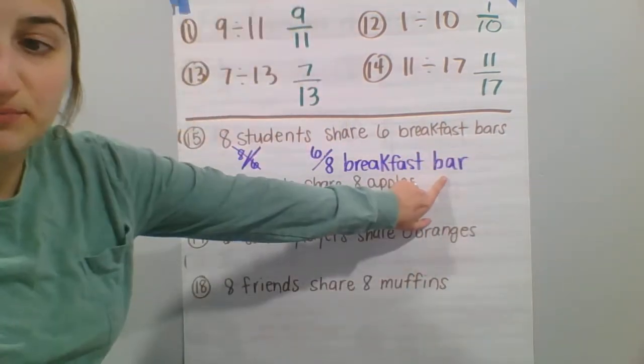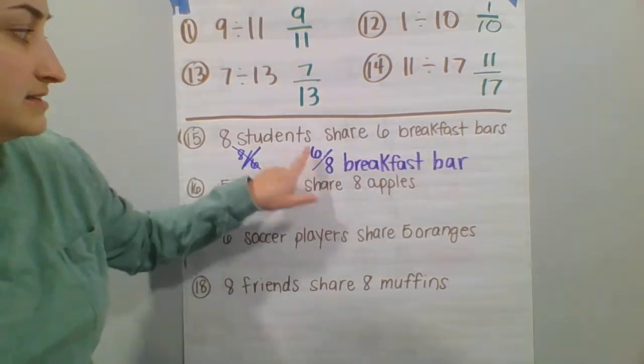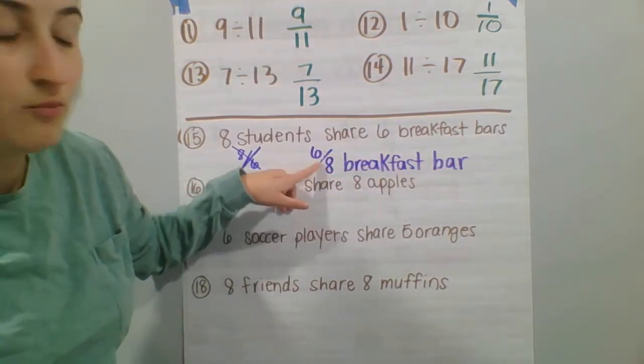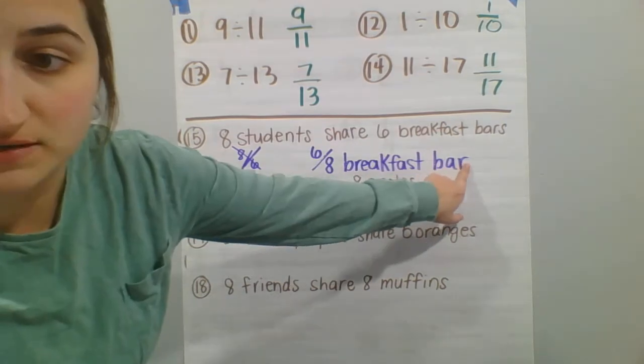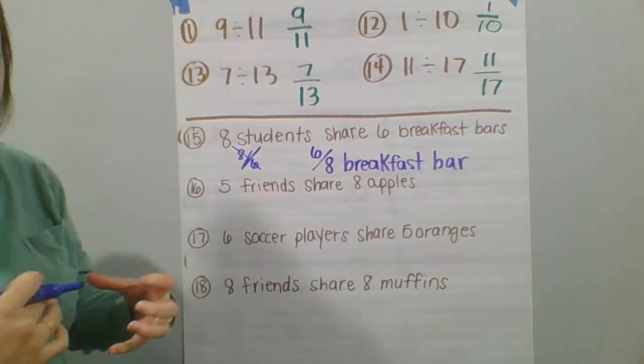And I'm going to just say breakfast bar, because 6/8 is not a whole, it's not more than 1, so it's not breakfast bars, it's just breakfast bar. They're getting a portion of 1.